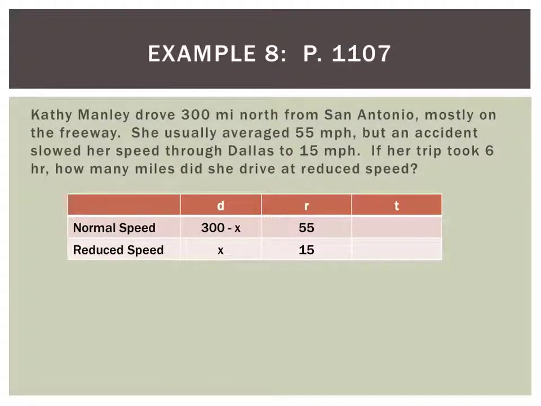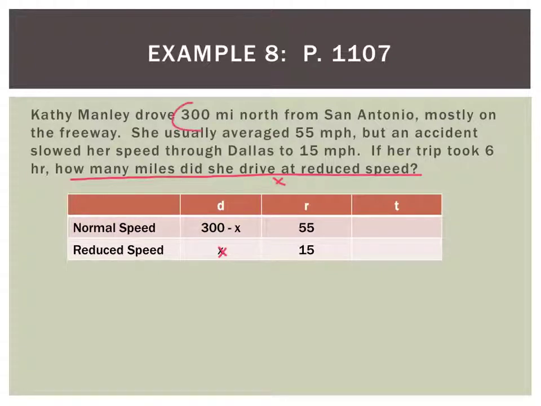Example 8 says Kathy Manley drove 300 miles north from San Antonio, mostly on the freeway. She usually averaged 55 miles per hour, but an accident slowed her speed through Dallas to 15 miles per hour. If her trip took 6 hours, how many miles did she drive at the reduced speed? Okay, so when they're asking us how many miles did she drive at the reduced speed, this is what my x is. So I'm usually going to put x to whatever we're looking for. So the distance at the reduced speed is x.